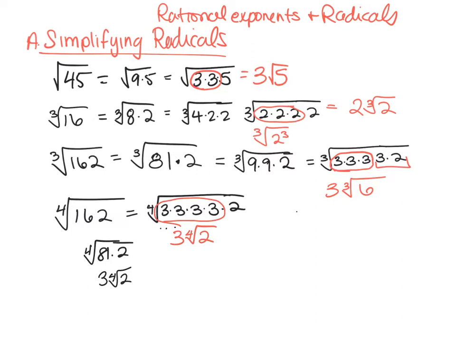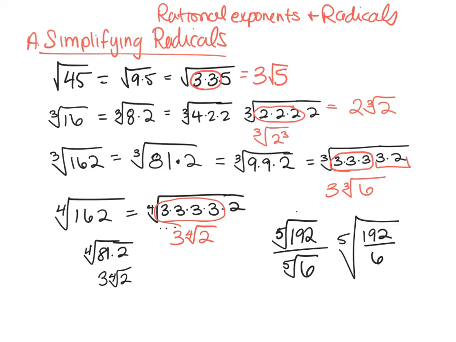Let's see. Let's try. We have the fifth root of 192 divided by the fifth root of 6. Now, if we have the same root on top and the bottom, we might be able to make our life easier by dividing 192 by 6. And we might get a perfect power here. So let's see. What is 192 divided by 6? Because this, I can use my quotient property and write it as 192 divided by 6.